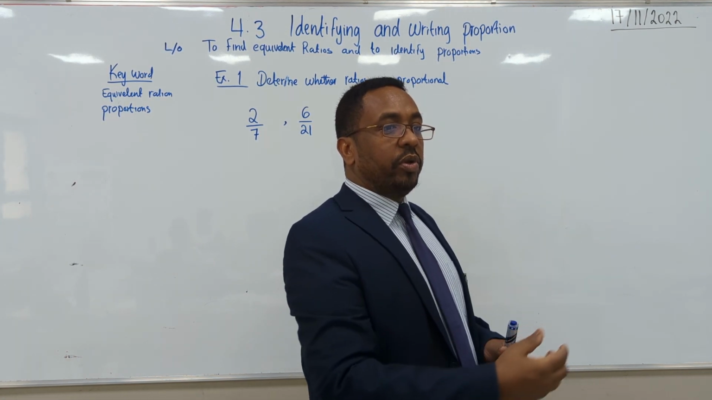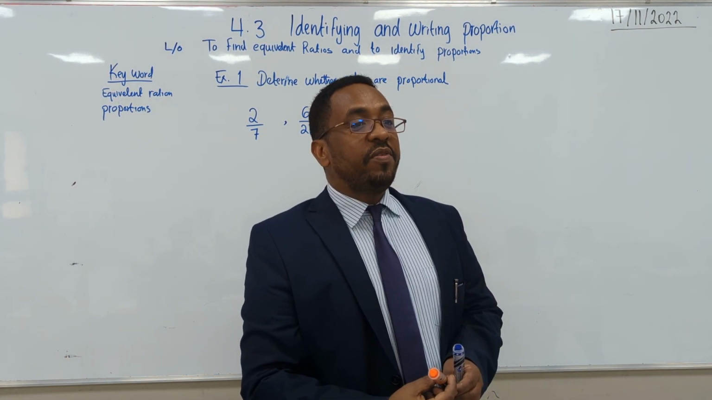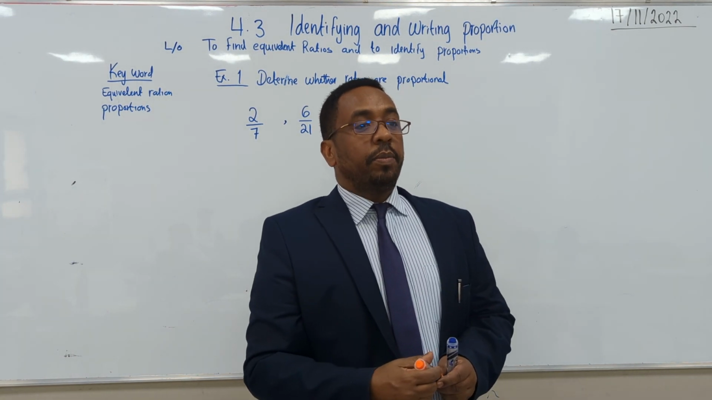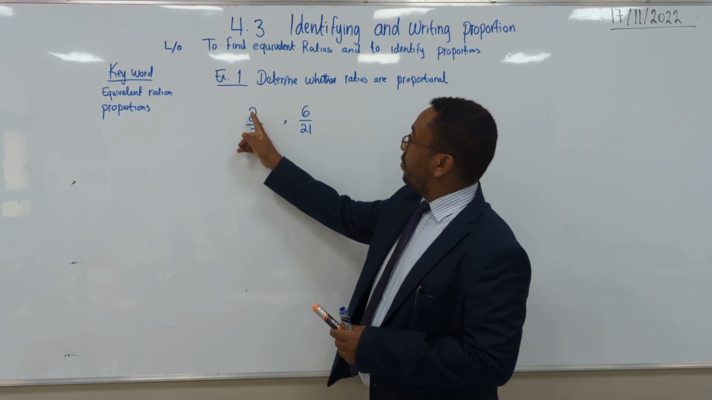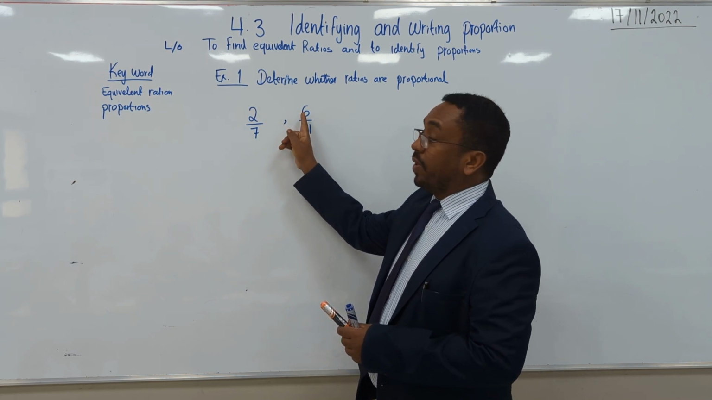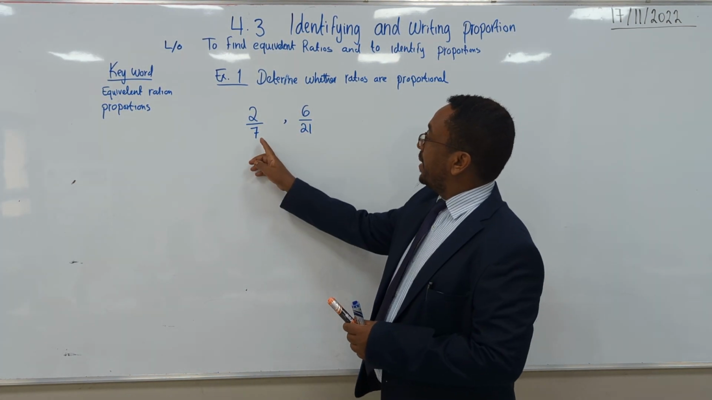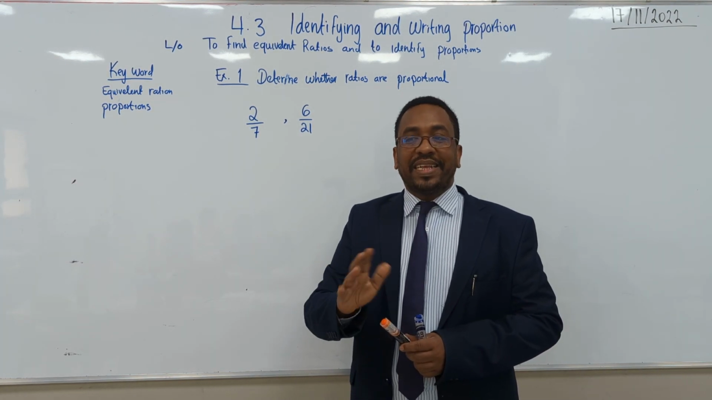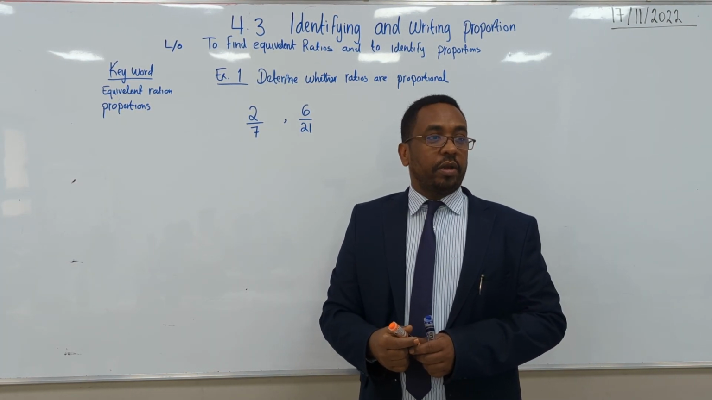Yes, what do we do? We can either divide or we can multiply. Multiply by 3 here. If we multiply here by 3, that will give us 6, right? And if we multiply here by 3, that will give us 21. So we can already see that it's really proportional, right?